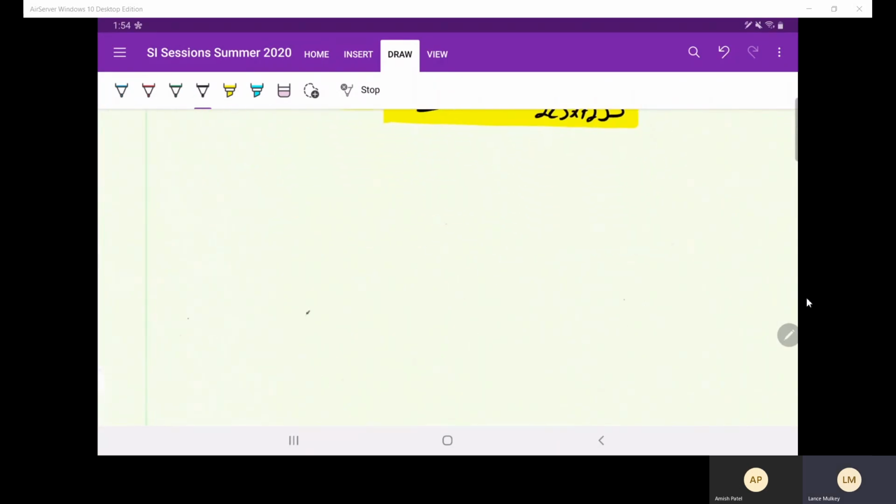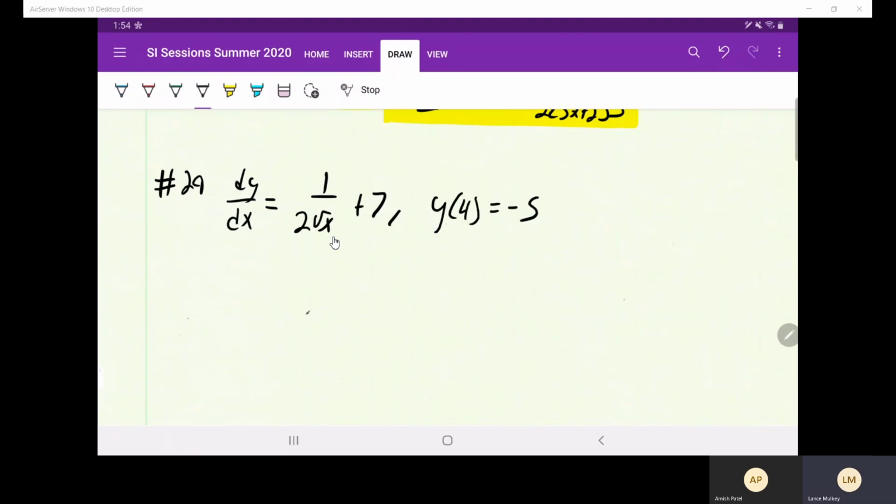All right, you said number 29 as well, right? All right. My number 29. So this is the problem, right? It's an initial value problem.